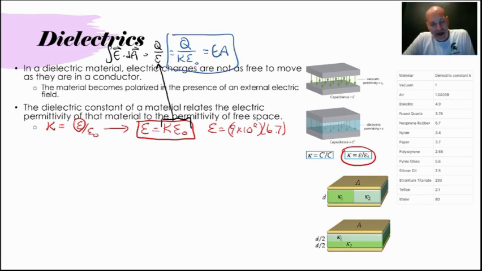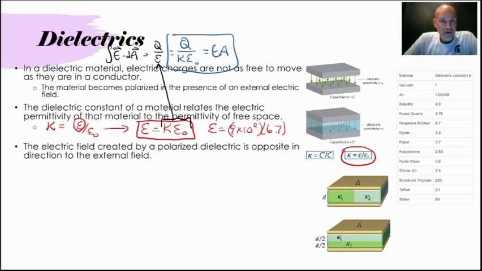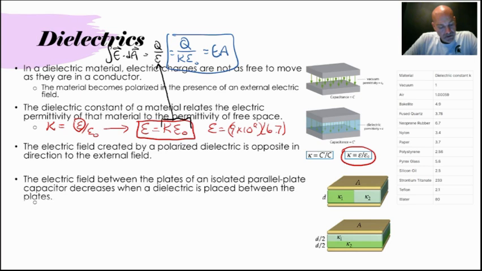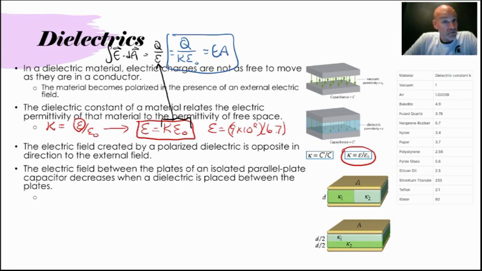So we're going to work with that to figure out the electric field in a dielectric. Now, the electric field created by a polarized dielectric is going to be opposite to the direction of the external field. The electric field between the plates is going to decrease when the dielectric is placed between the plates. Okay, so kappa is going to be, not epsilon, sorry, the original electric field divided by E, the new electric field.